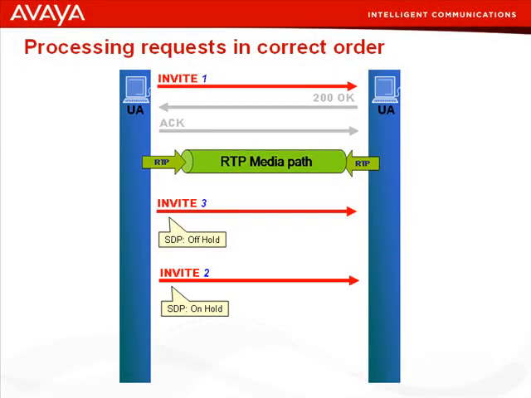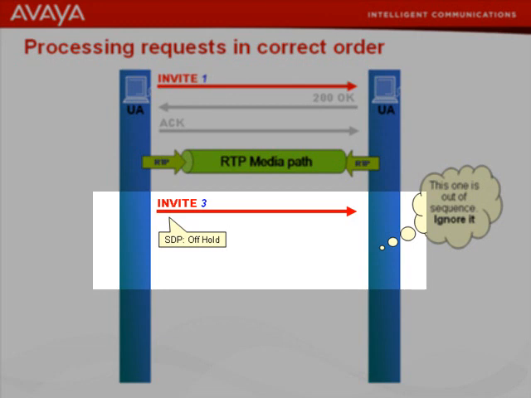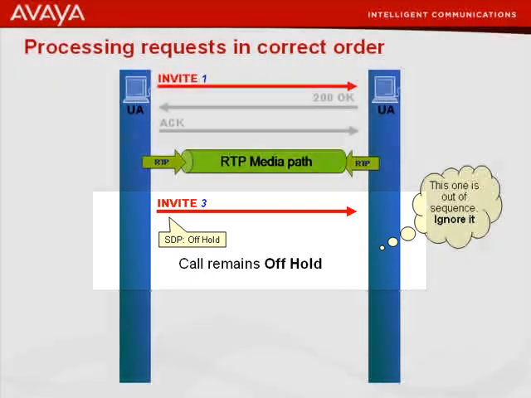Fortunately, CSeq has a built-in mechanism for preventing these kinds of problems, for ensuring that even if they arrive out of order, signaling packets are at least processed in the correct order. So if an old request arrives late and out of order, then CSeq user agents know to simply ignore it in light of the most recent request that's already been processed. So in this scenario, the call would continue to be in an off-hold state, just how it should be.